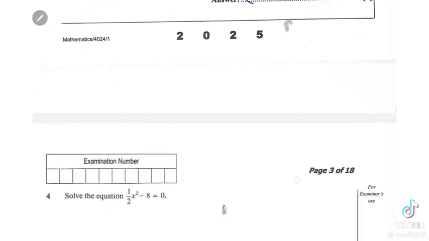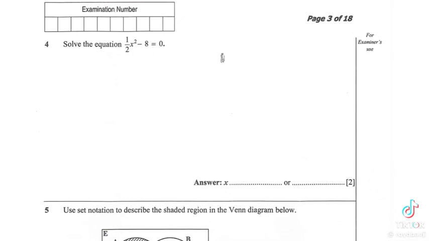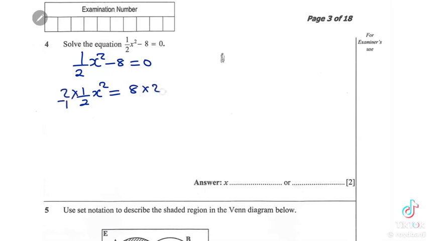Okay, so we proceed to look at the fourth question. Solve the equation. Solving the equation means we are finding the values of x. So 1 over 2 x squared minus 8 is equal to 0. We can start by taking 8 to the other side: 1 over 2 x squared is equal to 8. Now we need to get rid of this half in front, so we multiply by its reciprocal, and also on the other side we multiply. Then we are remaining with x squared is equal to 16.